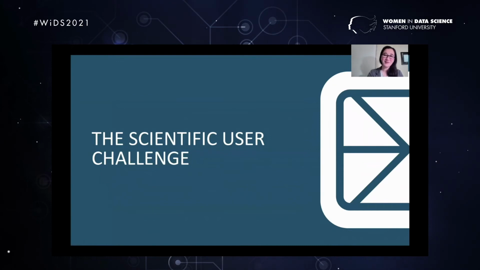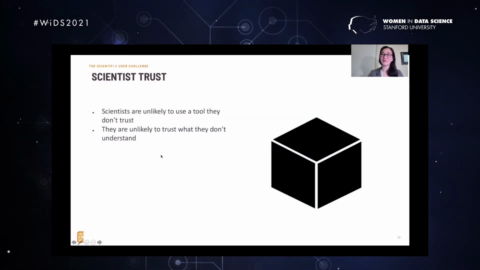Okay, and then I've saved the best for last. This is really one of my favorite challenges, the scientific user challenge. This is something that I really resonate with because I come from a scientific background. Scientists are unlikely to use a tool they don't trust, and they're unlikely to trust what they don't understand. People get into science because they're curious, because they want to understand. And if you just give them a black box model and say, just use the outcome, and they have no idea where it comes from, that's going to be deeply, deeply unsatisfying to them.